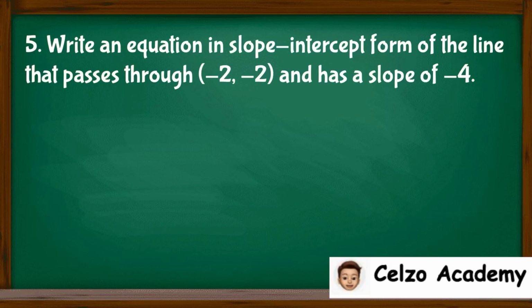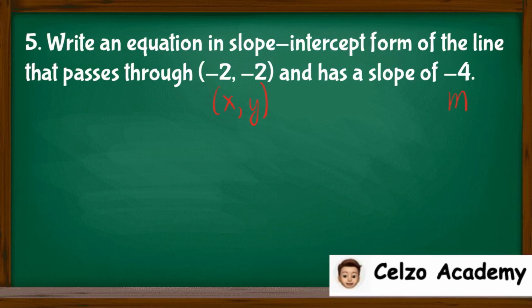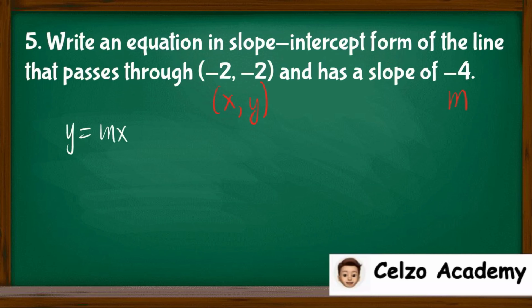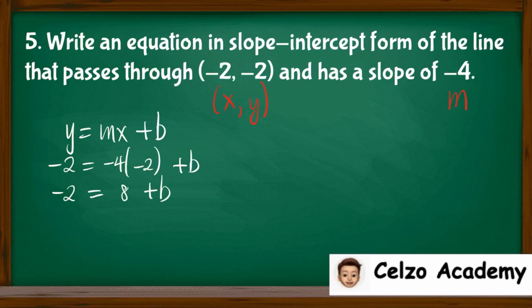The given point xy is negative 2, negative 2, and the slope is negative 4. So using y equals mx plus b, we need to determine first the y-intercept. So y is negative 2, m is negative 4, x is negative 2, plus b. So now we have negative 2 is equal to negative 4 times negative 2 is 8, plus b. Now we subtract 8 from both sides. So this means that the b value is negative 10.